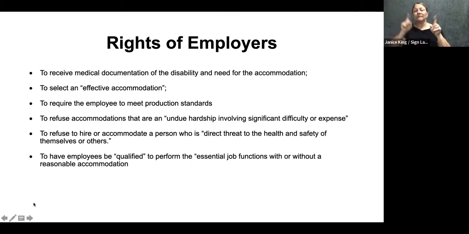They can require an employee to meet production standards. In other words, a person has to be able to do the essential functions of the job. They can refuse accommodations that are undue hardships involving significant difficulty or expense. Again, the accommodation has to be reasonable. So something that caused an undue hardship would not be something that an employee is entitled to. They can refuse to hire or accommodate a person who is a direct threat to the health and safety of themselves or others. And lastly, employees have to be qualified to perform, as I mentioned, the essential functions of the job with or without a reasonable accommodation. Next.